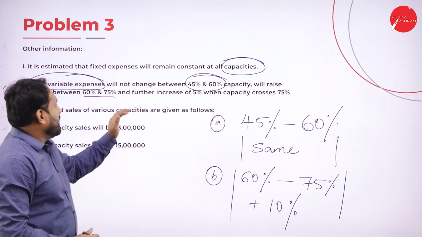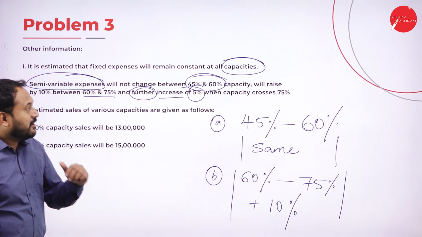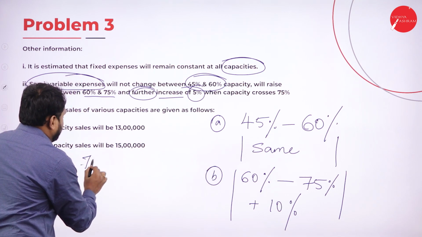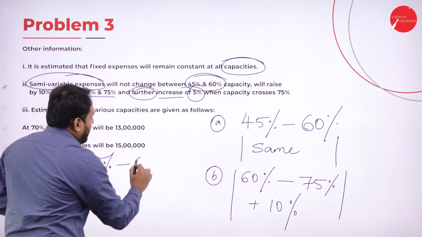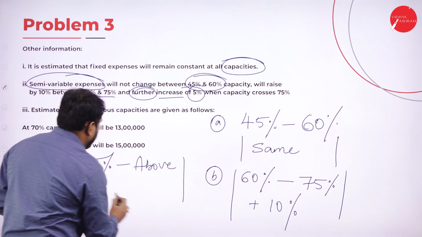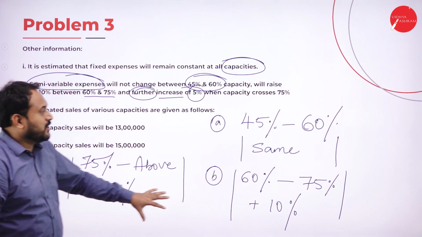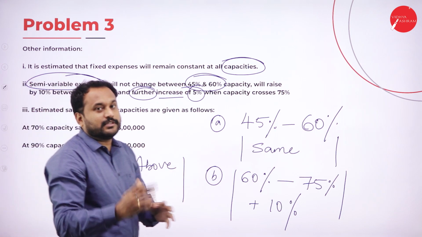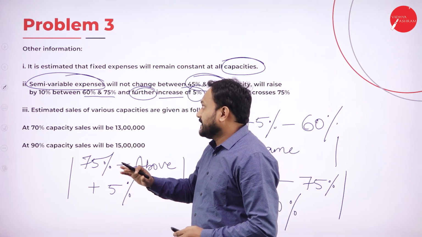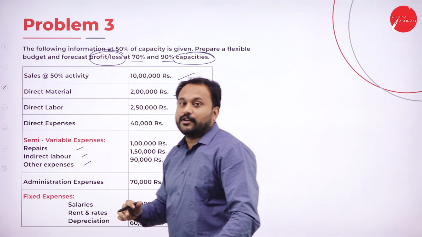And then lastly they say that and further increases by 5%. How much percent? 5% when capacity crosses 75%. That means what here happens is 75% and above. If it goes, now the slab says that it increases by 5%. This is what your working note will be. So let's go to the question, and quickly we will actually go with the tabulation as well, right? So the question is like this. We are supposed to prepare for 70% and 90%. So let's go with the working notes here.